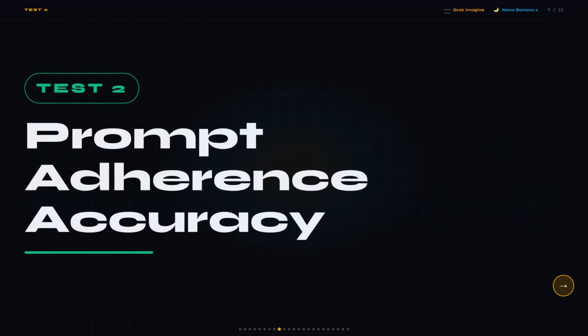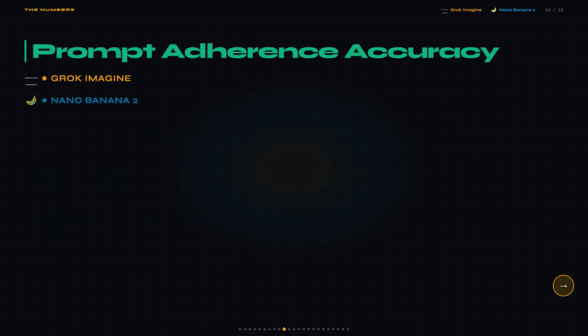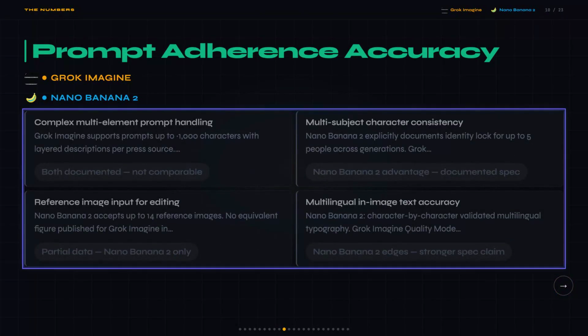Test 2, prompt adherence accuracy. When a model gets this wrong, you describe a scene with 5 specific people, a logo in the corner, and text in Japanese, and what comes back has 3 people, the wrong font, and scrambled characters. You re-roll, pay again, and still don't get what you asked for, which is a real cost when you're on a per-image billing model. What surprised me here was how specific Nano Banana 2's documentation actually is.